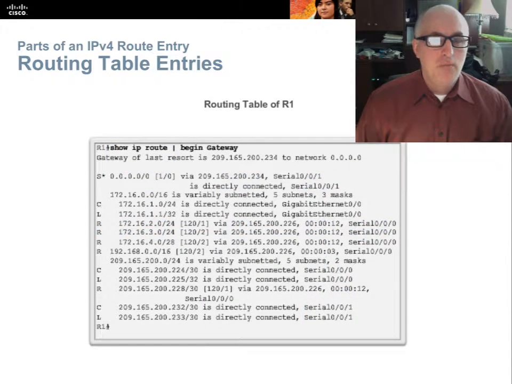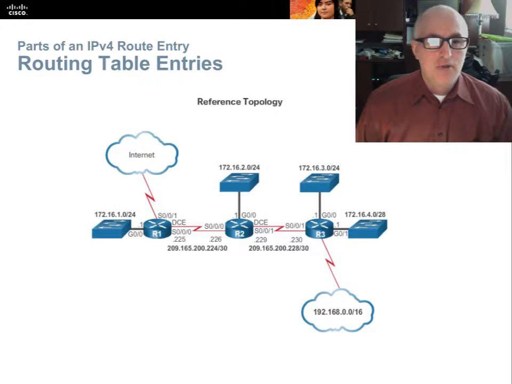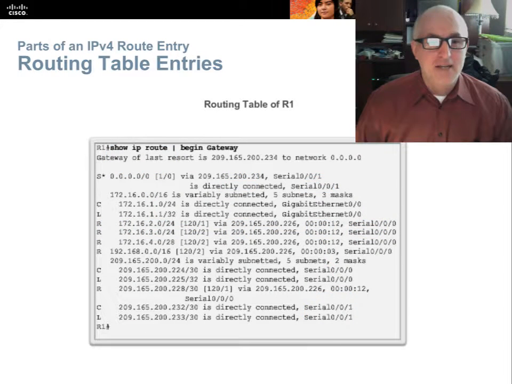Oh, no, S001, that's right. That's where we go to the internet. So I forgot we added the internet. If you remember earlier, we only had two directly connected networks, but we added the internet. So router 1 has three directly connected networks, so that's why we see three Cs.